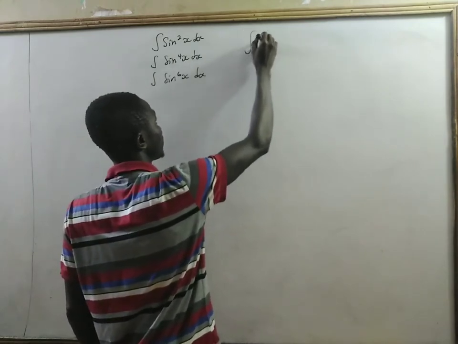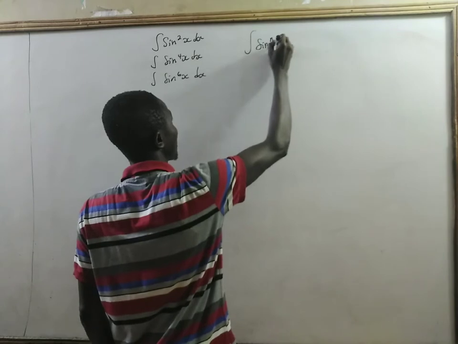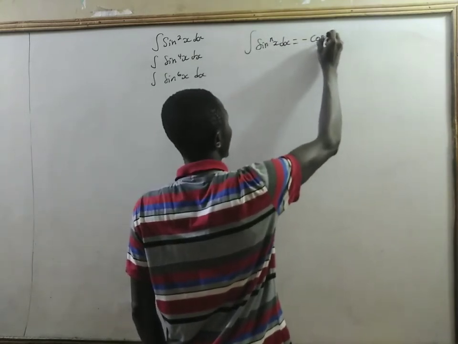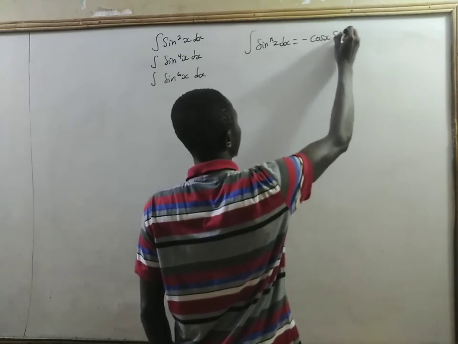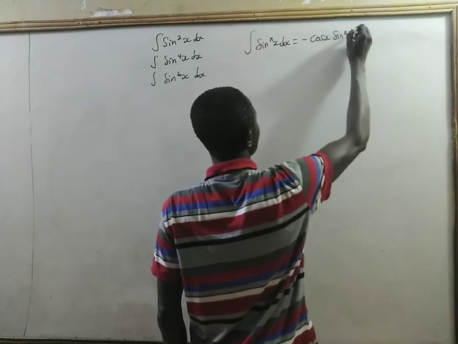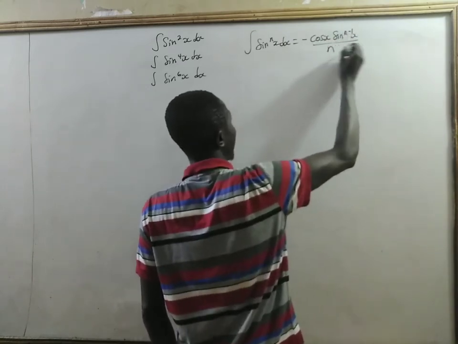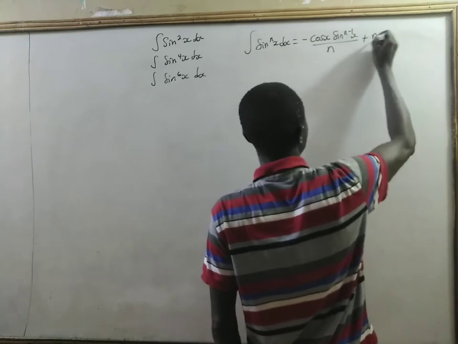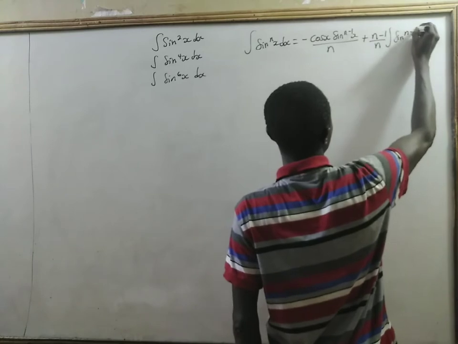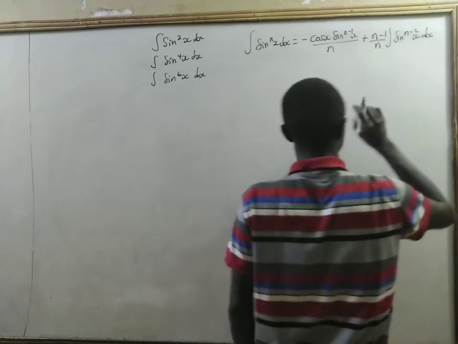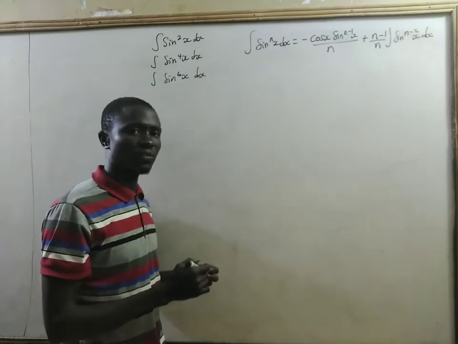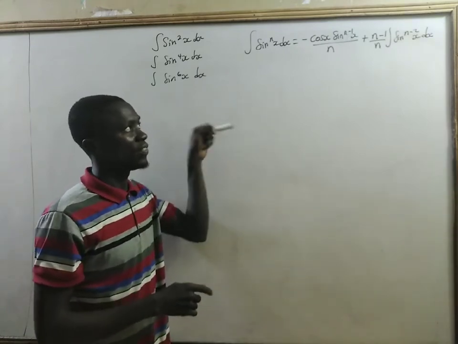So the integral of sinⁿx dx is equal to negative cosine of x times sine of x to the power n minus 1, all divided by n, plus (n minus 1) divided by n times the integral of sine to the power n minus 2 of x dx.